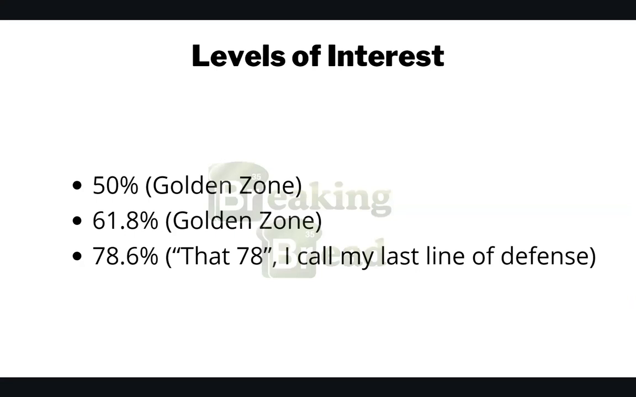Now, for the purpose of this video, the levels of interest that we're going to focus on are the 50% and the 61.8. Those two are your golden zone. And my favorite level, which I call my last line of defense, is the 78.6. The 50%, 61.8, and the 78.6, those are the levels that we are going to focus on in this video.